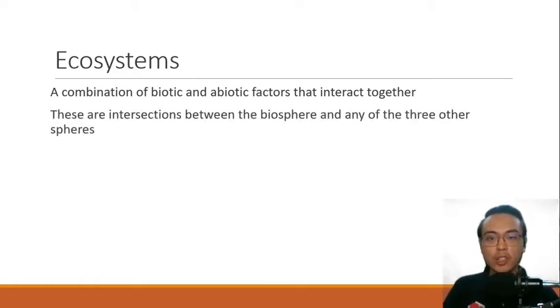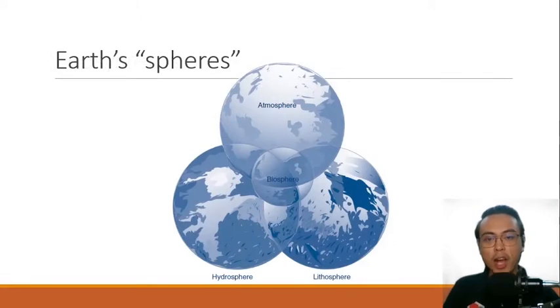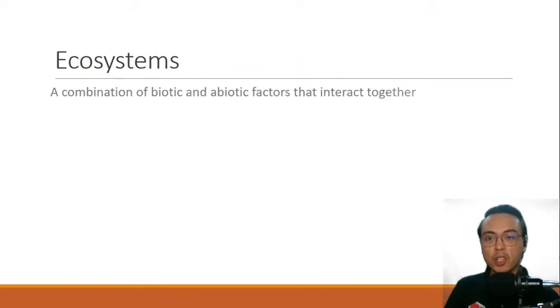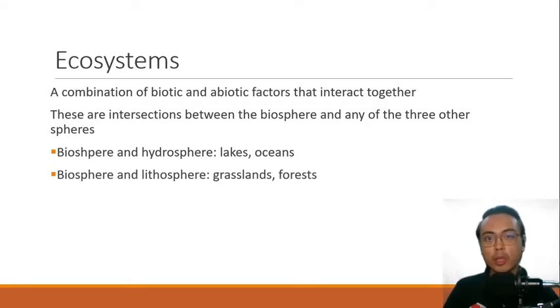These are intersections between the biosphere and any of the three other spheres. So if we go back to the Venn diagram, the biosphere has intersections with the atmosphere, hydrosphere, and lithosphere. So let's say, for example, the intersection between the biosphere and the hydrosphere would be the lakes and the oceans, wherein part of the hydrosphere is the water and part of the biosphere is all of the life living on those waters. Another example is the intersection of the biosphere and the lithosphere. Those would be your grasslands, forests, wetlands, etc.